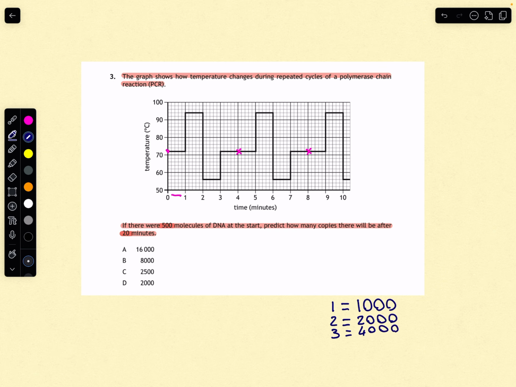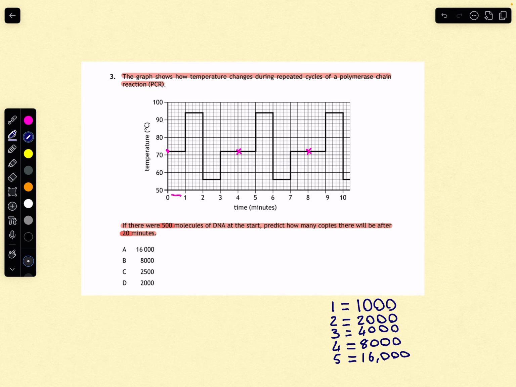Okay, so it doubles every single cycle, which means, of course, in cycle 4, it's going to give 8000 repeated strands of DNA. Now, finally, the fifth cycle, again, 20 minutes divided by 4 gives you 5 cycles, is going to be double cycle 4, and that is going to give us 16,000 copies of the original DNA molecules, the 500 at the beginning.